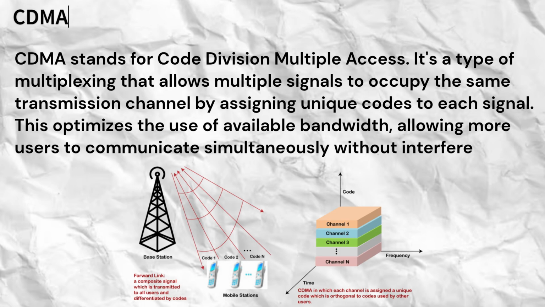Moving to CDMA. CDMA stands for Code Division Multiple Access. It's a type of multiplexing that allows multiple signals to occupy the same transmission channel by assigning unique codes to each signal. This optimizes the use of available bandwidth, allowing more users to communicate simultaneously without interference.